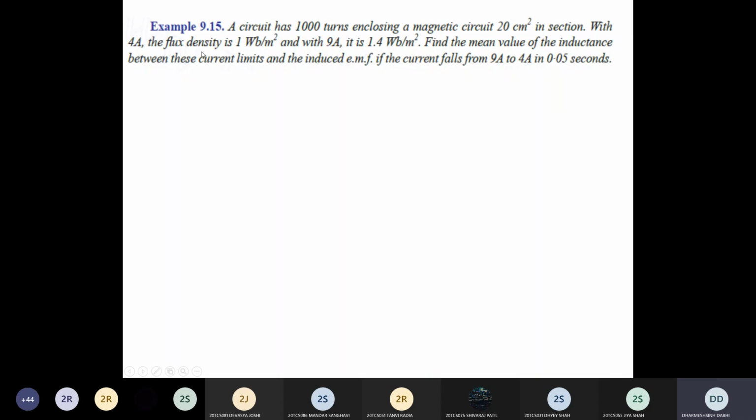Because the current is changing with respect to time, di by dt. Clear? So here di is given. Di means change of the current: 9 minus 4, that is the change in the current. Same way, change in the flux density is also given. Here flux density changes from 1 Weber per meter square to 1.4 Weber per meter square. So change in the flux density is 1.4 minus 1, it means 0.4 Weber per meter square.